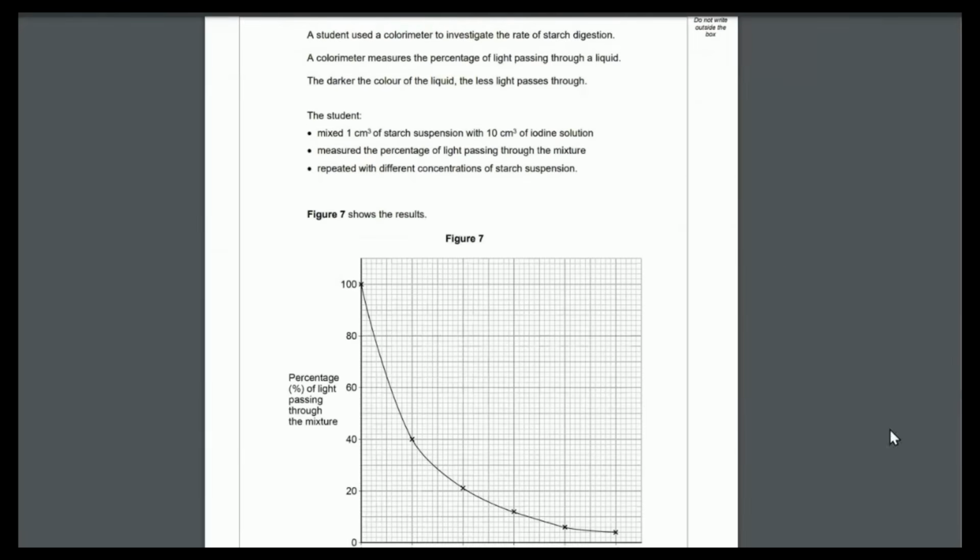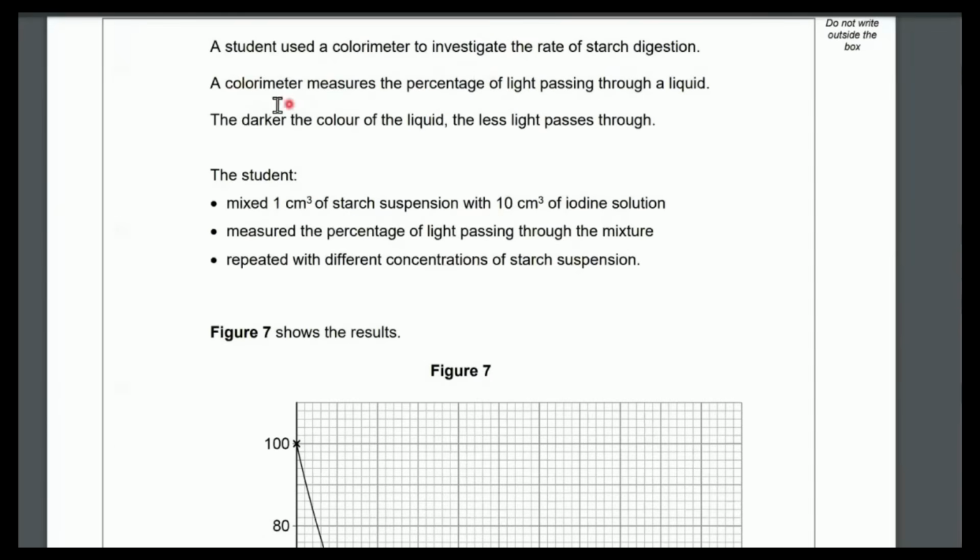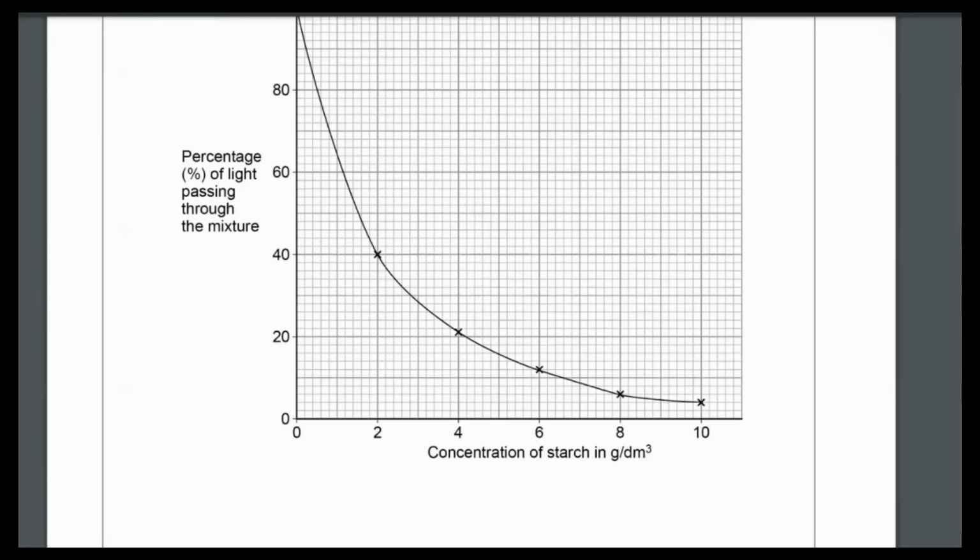A student used a colorimeter to investigate the rate of starch digestion. A colorimeter measures the percentage of light passing through a liquid. The darker the color of the liquid, the less light passes through. The student mixed 1 centimeter cubed of starch suspension with 10 centimeter cubed of iodine solution, measured the percentage of light passing through the mixture, and repeated with different concentrations of starch suspension. Figure 7 shows the results.